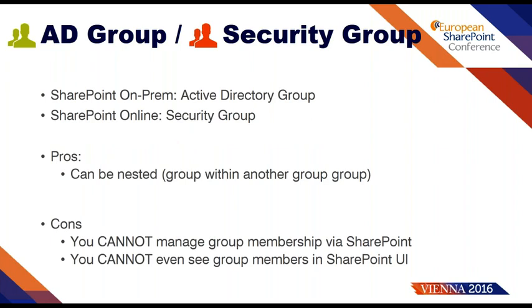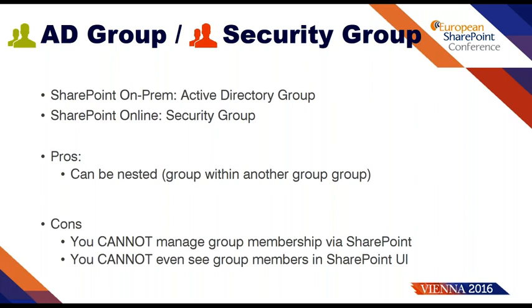So there is one different type of group, the Active Directory group, that exists in the SharePoint on-premises world. It has a slightly different name in SharePoint Online, but it's the same thing. They call this a security group in Office 365 administration. It's basically the same thing, because even the Active Directory group is a security group in Active Directory. So if you see the different terms, both groups provide the same functionality.